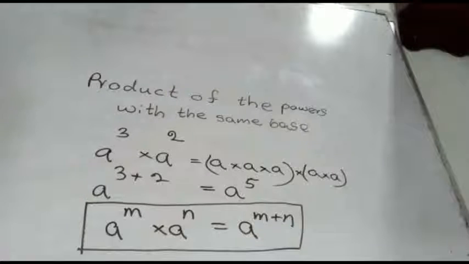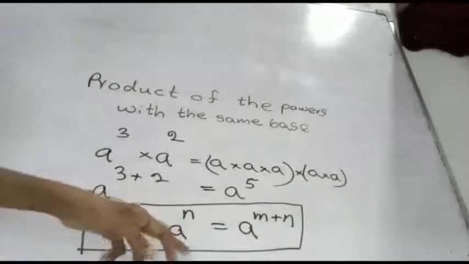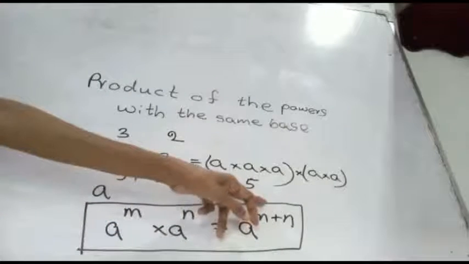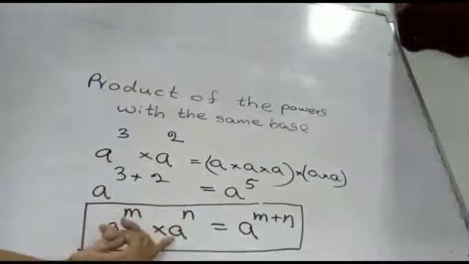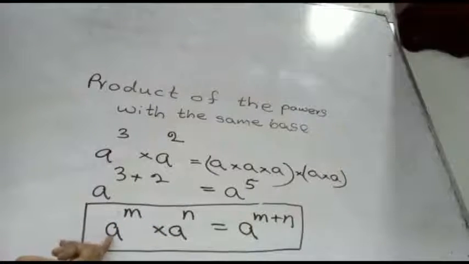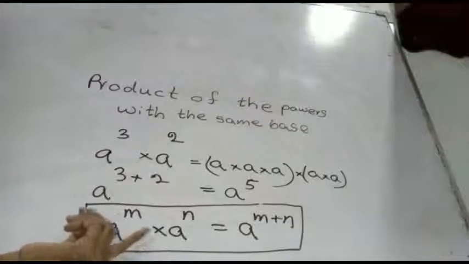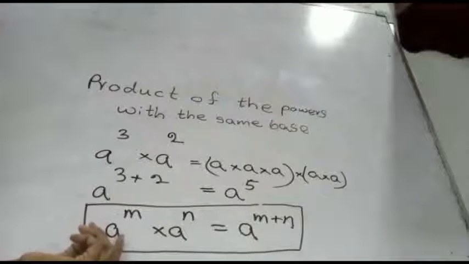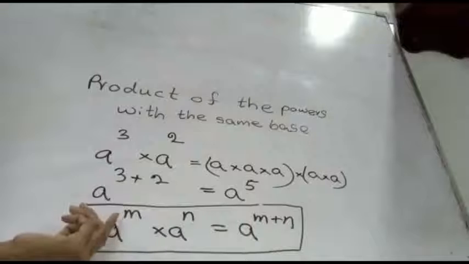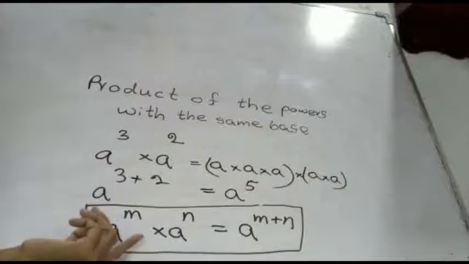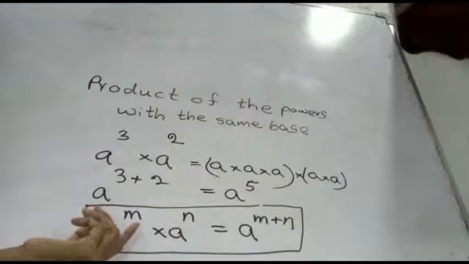It is important to remember that when two powers are multiplied, their indices can be added, but only if they have the same base. Here the base is a, here also the base is a. Then the base of the power that is obtained is also this common base. Since a to the power m is multiplied by a to the power n have the same base, the two indices are added to get the product.